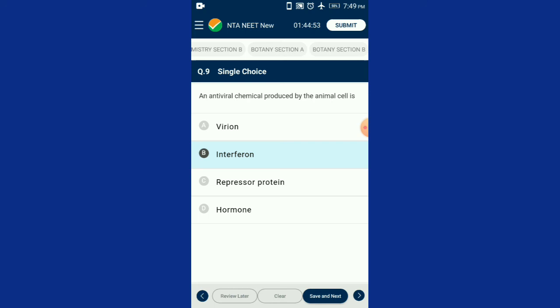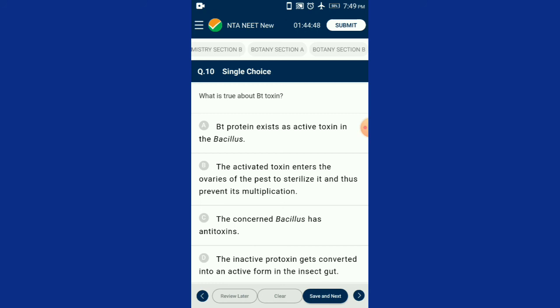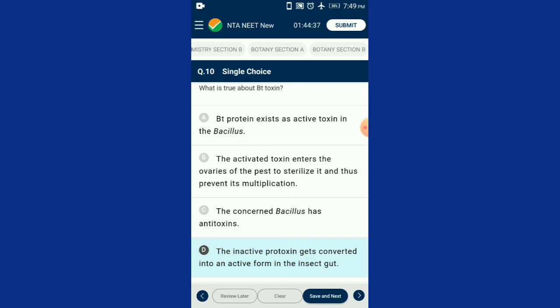Question number 10. What is true about BT toxin? The BT toxin is an inactive protoxin that gets converted into an active form in the insect gut. So the answer is option D.